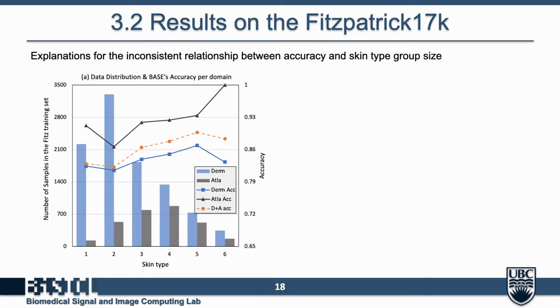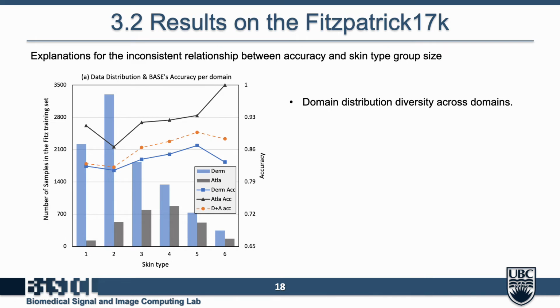Here we analyze the data and try to give some explanations for this situation. The first reason is domain distribution diversity across domains. The Fitzpatrick 17K dataset is collected from 2 domains, derm and atla.